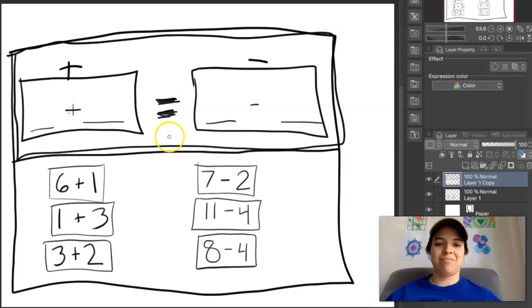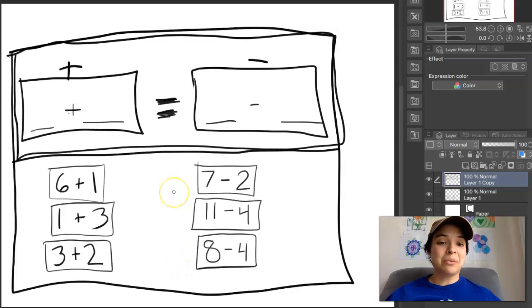How about that? So, our choices to plug in there down here underneath the plus signs, we have 6 plus 1, 1 plus 3, and 3 plus 2. On the minus side of things, we have 7 minus 2, 11 minus 4, and 8 minus 4. Now we have to figure out which ones are equal to each other.